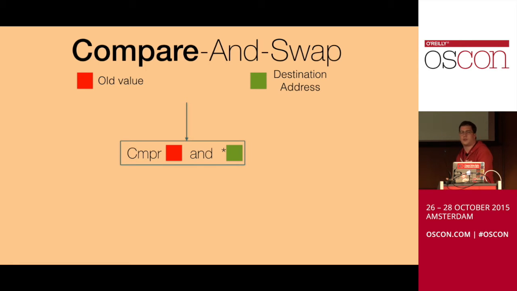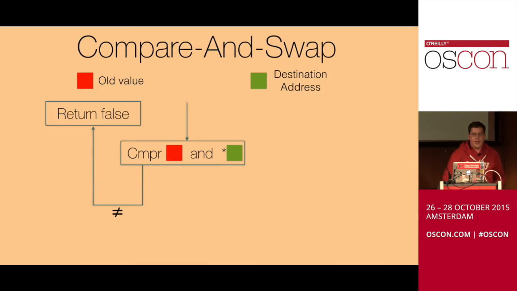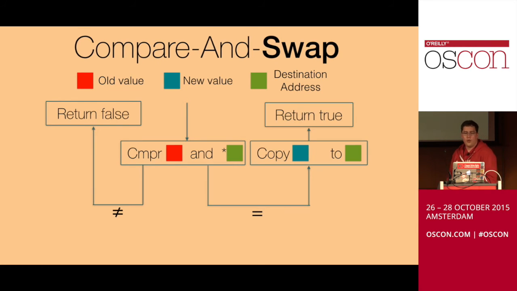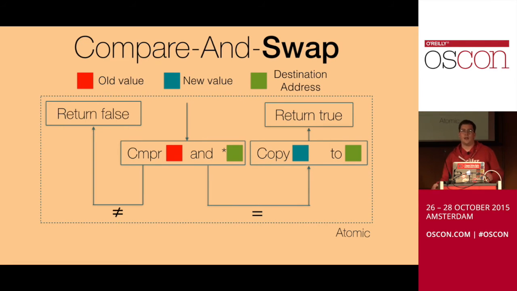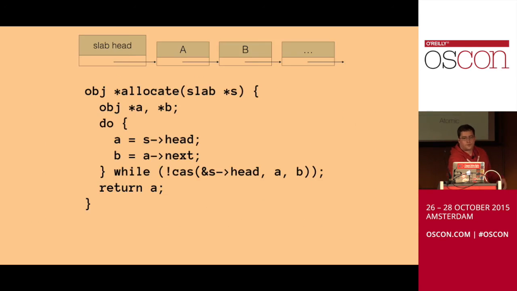It's called compare and swap because we compare a value with some memory stored in a pointer for equality. If they're not equal, then we just return false. If they are equal, then we overwrite the contents of that memory with some other value, so we swap a new value in and return true. And of course, all of this is done atomically, like a tiny critical section on the processor. So let's see how we can apply this to our allocator.